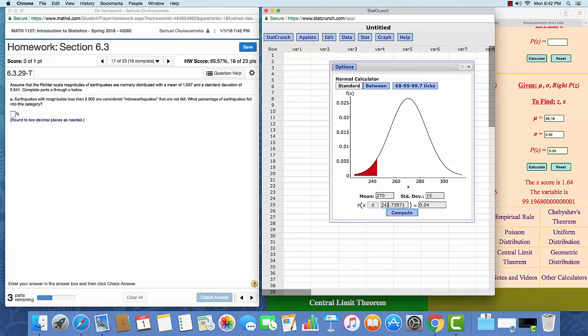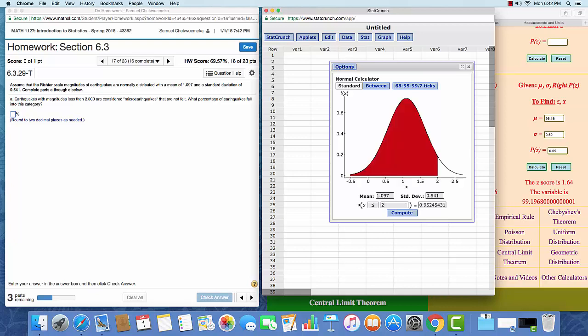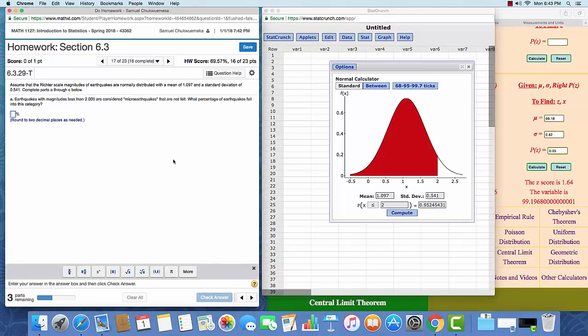And that is less than. Now the mean is 1.097. Standard deviation is 0.541. The x in this case is 2. 2.000 is still 2. Enter. So this gives us 95.25%.